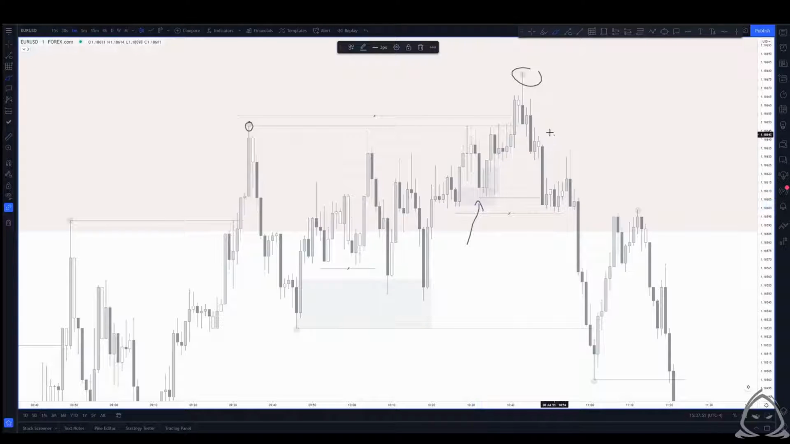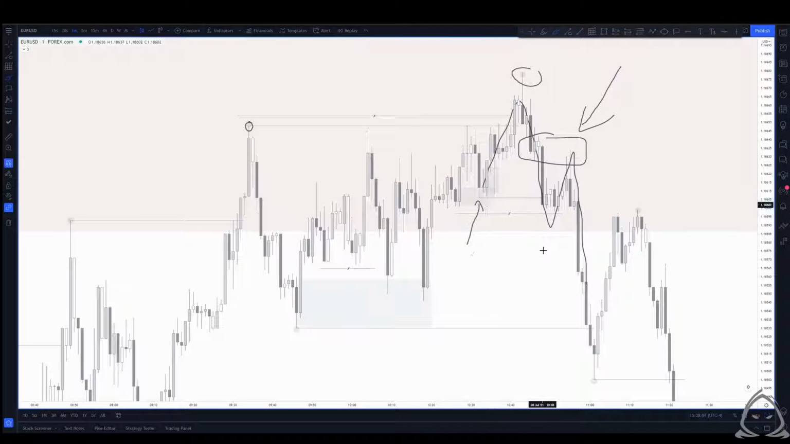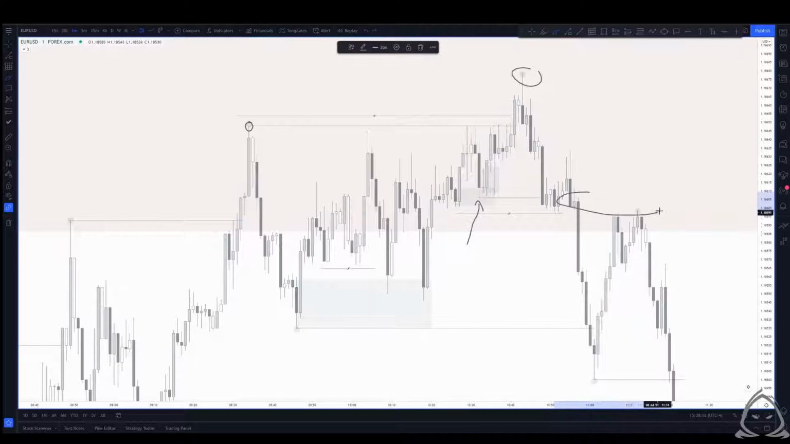Price breaks this low. We have this supply zone right here. Price is showcasing a change of character. This would be a potential first entry based on this substructure. And what we could also look at is this would be the second or more confirmed entry based on this initial change of character and then breaking true structure.